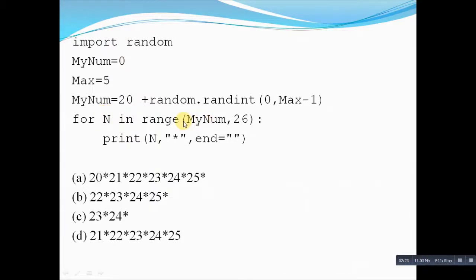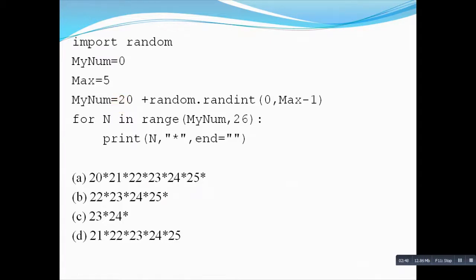So mynum may start from 20 and it is extended up to 26. It means the last value generated will be 25, or printed will be 25. So the value of mynum, the starting point, is decided by this random number. It may range between 20 to 24, anything.